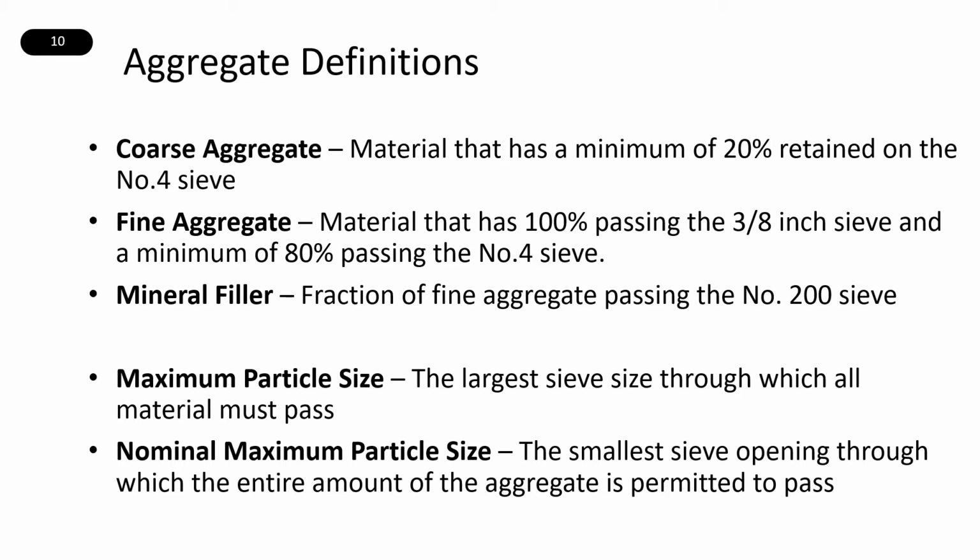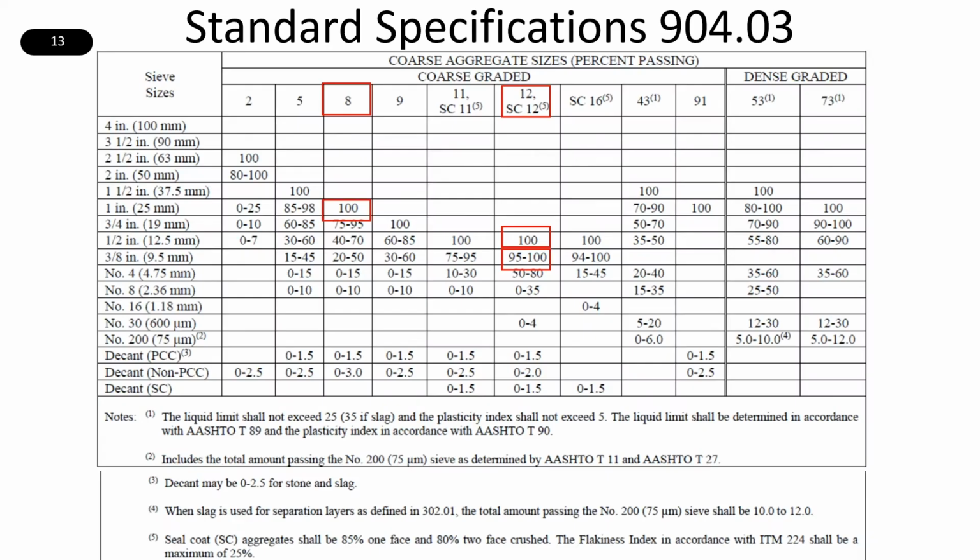The maximum particle size is the largest sieve size through which all material must pass. And the nominal maximum particle size is the smallest sieve opening through which the entire amount of the aggregate is permitted to pass. The last two definitions tend to be tricky.